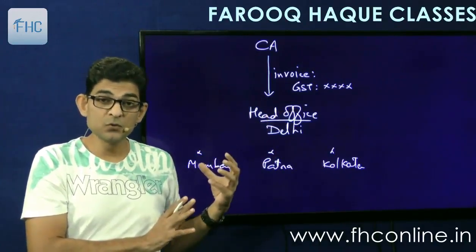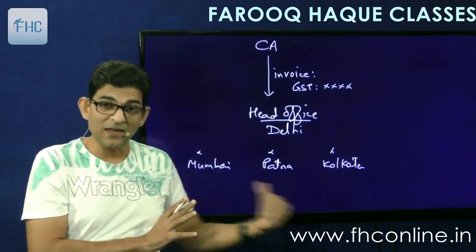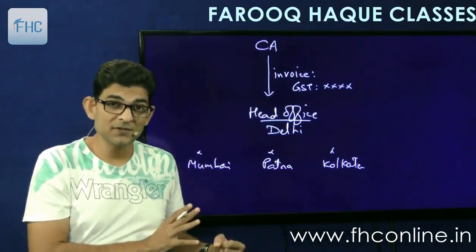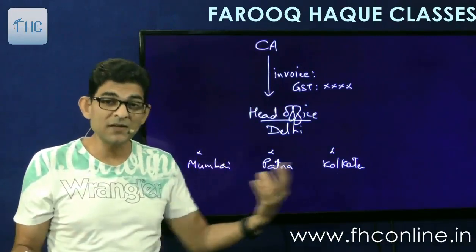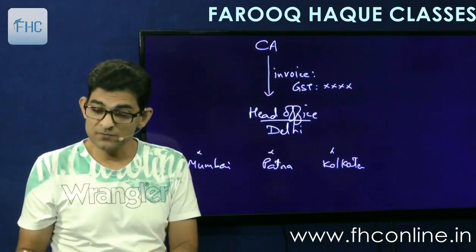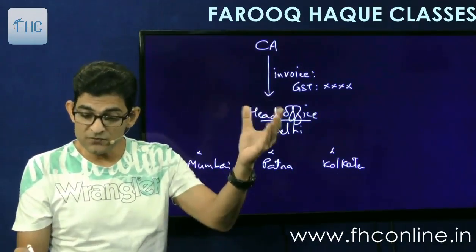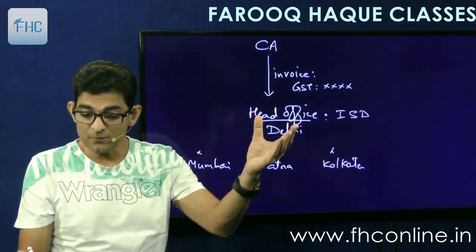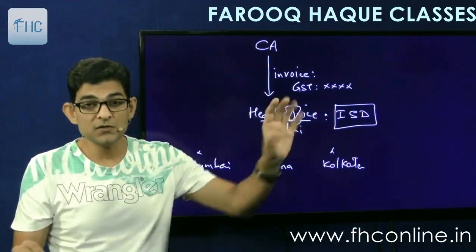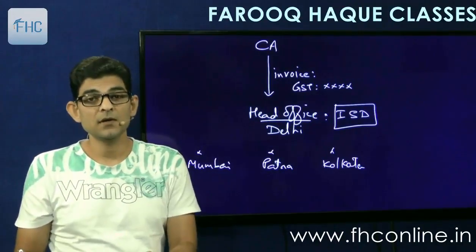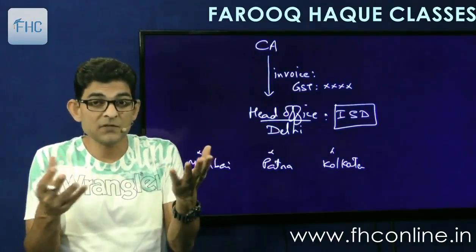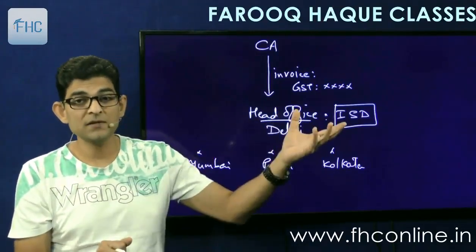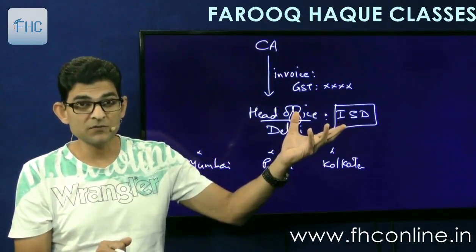So the real usage of the credit is at my factories, because I'm paying my GST at my factories. Or you can say our distinct entities, different registrations. So what this head office does is it gets registered as ISD, Input Service Distributor. So there is a separate registration. One is the supplier registration, second is this ISD registration. So the head office can take registration as ISD, Input Service Distributor.